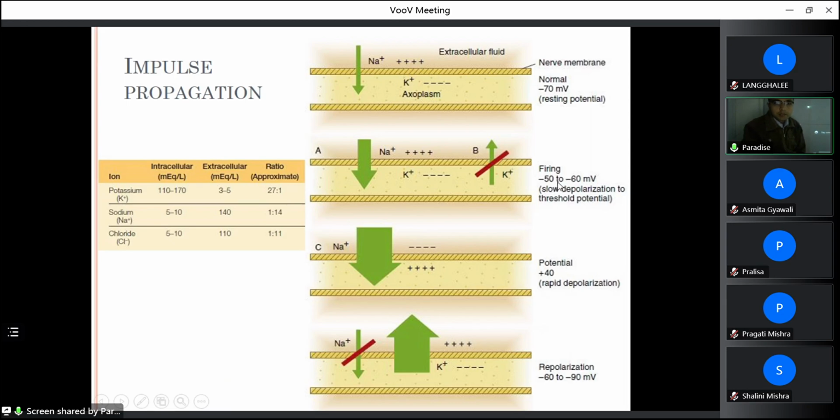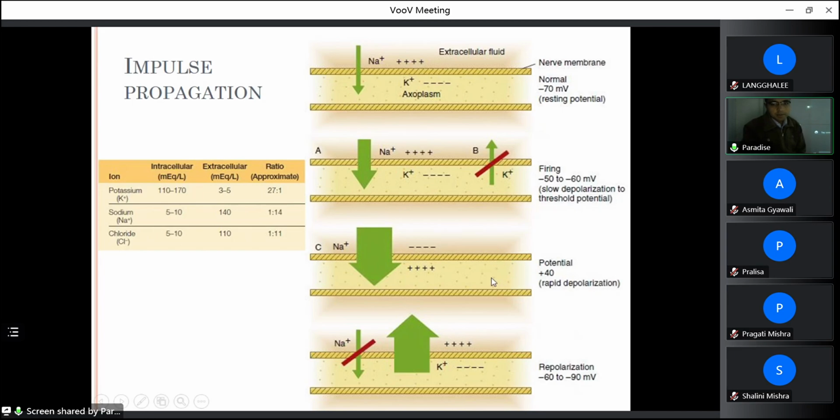Now again what happens? The membrane potential, which is about minus 50 to minus 60 millivolt, will rise to plus 40. It will rise to minus 40, minus 30, minus 20, minus 10, 0. Then it will enter into the positive, plus 10, plus 20, plus 30. Once it reaches plus 40, the cell is in a depolarized state. Once the cell reaches this depolarized state, it is said that the action potential is generated.